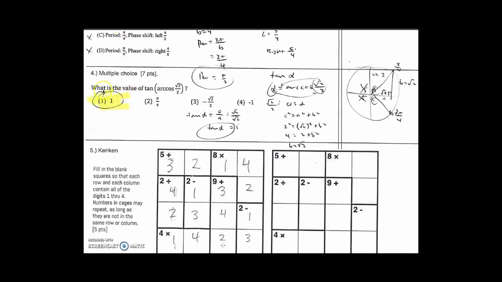Question number 4, what is the value of tangent arc cosine radical 2 over 2? So the first thing I do in the problem is that I'm going to put a box around the parentheses here so that I call it alpha. Alpha is equal to arc cosine radical 2 over 2. And the reason why I do that is based off of cosine, I can find something about the angle and the other side lengths, and then from there I can find tangent.